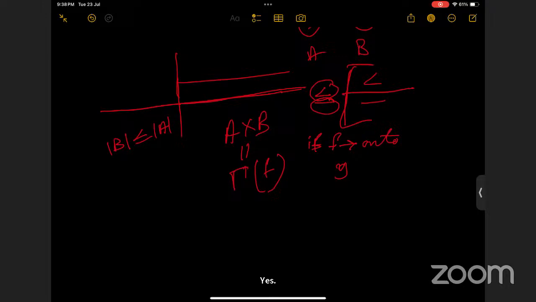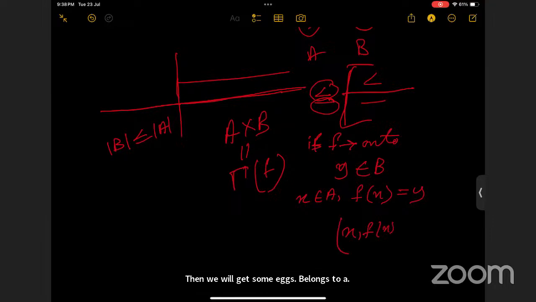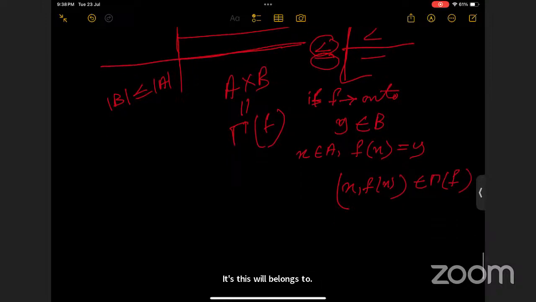Yes, ma'am, the range of the function will do it. If codomain equals range, take any y from B, then we will get some x belonging to A such that f of x equals y, right? Then this point x comma f of x, which is a comma b, where b is basically y, belongs to gamma, the graph, in A cross B.